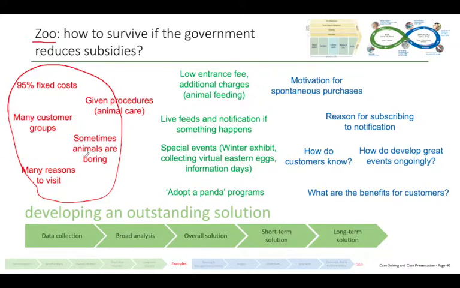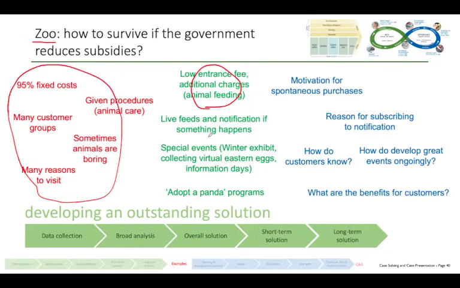And these details are then separated into short-term and long-term. So the overall solution could be that we lower our entrance fee, but we charge additional fees for, let's say, animal feeding. Here the answer that we have to come up with is, how can we motivate customers to spontaneously buy additional things? So spontaneous purchases. That might be quite a short-term solution that we can implement pretty easily.